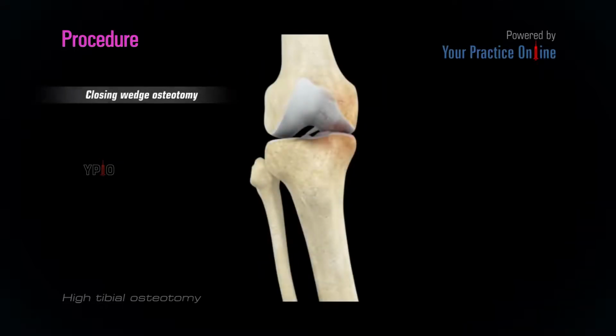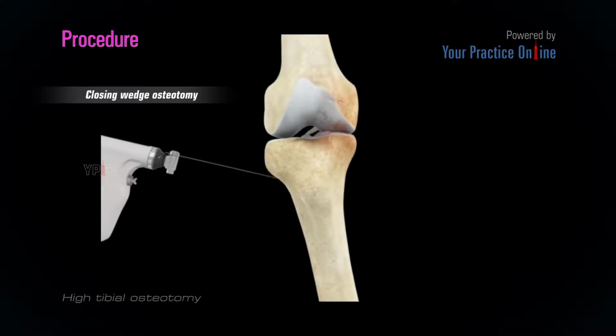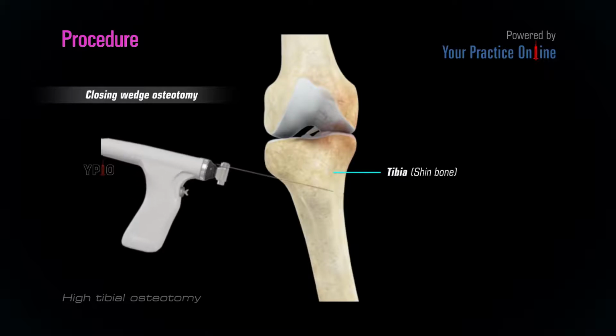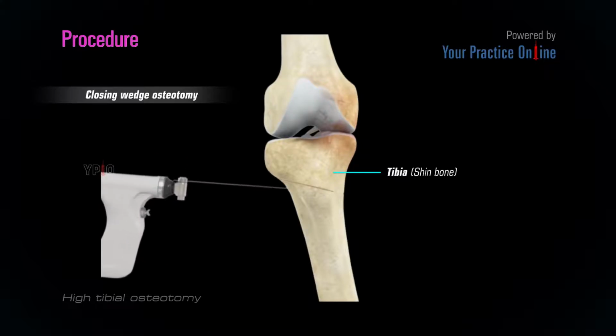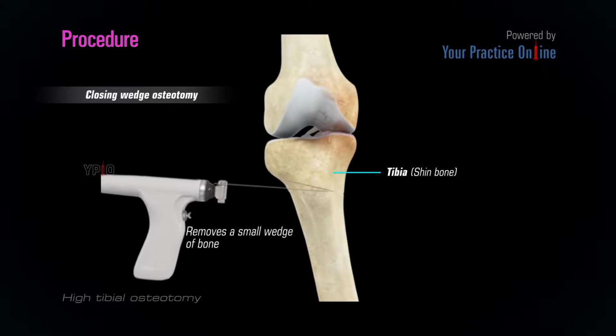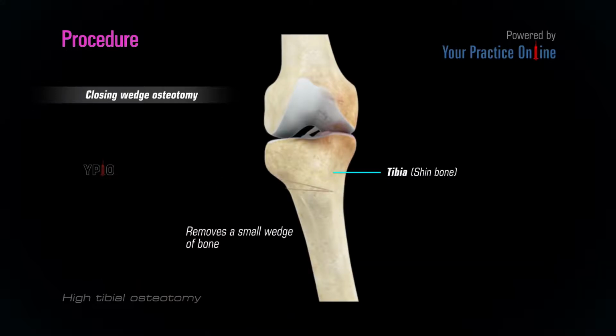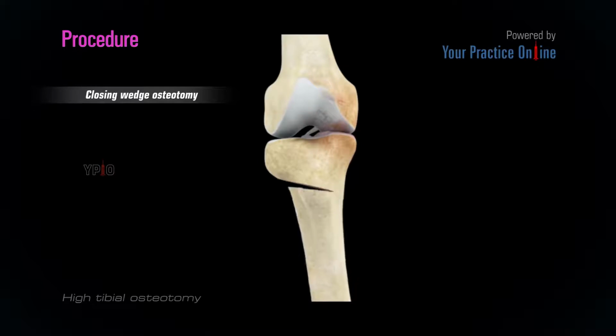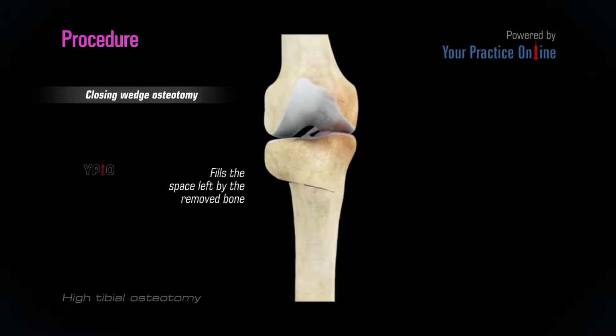Closing wedge osteotomy. Closing wedge osteotomy is the most commonly used technique to perform high tibial osteotomy. In this procedure, the surgeon makes an incision in front of the knee and removes a small wedge of bone from the upper part of the tibia or shin bone. This manipulation brings the bones together and fills the space left by the removed bone. The surgeon then uses plates and screws to bind the bones together while the osteotomy heals.